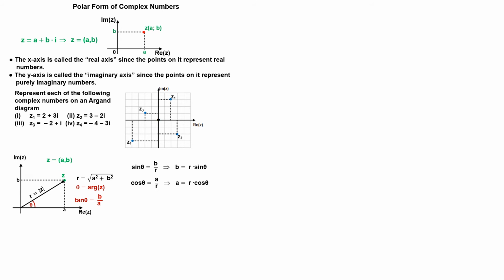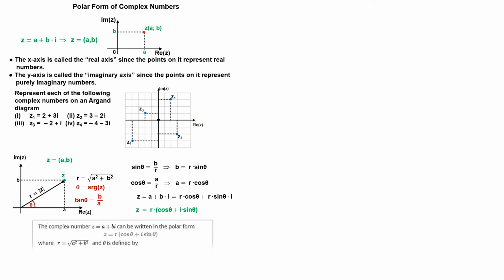The complex number z in standard form is written as z equals a plus bi. If we replace a with r times cosine of theta and b with r times sine of theta, we can rewrite the complex number z in terms of the modulus and the argument theta. If we now factor an r out, we arrive at the polar form of the complex number. Let's summarize all of this. Pay attention.